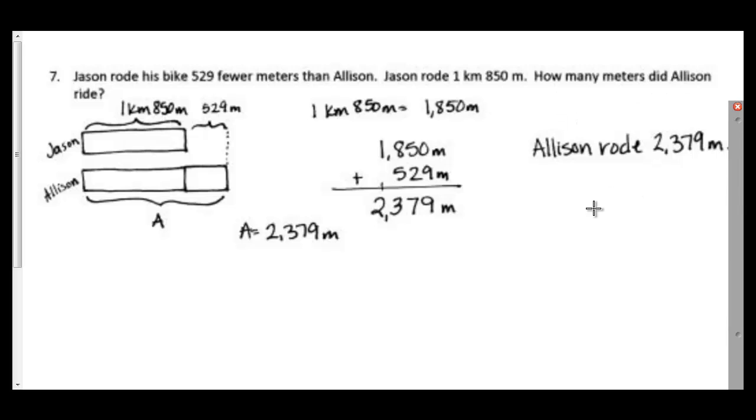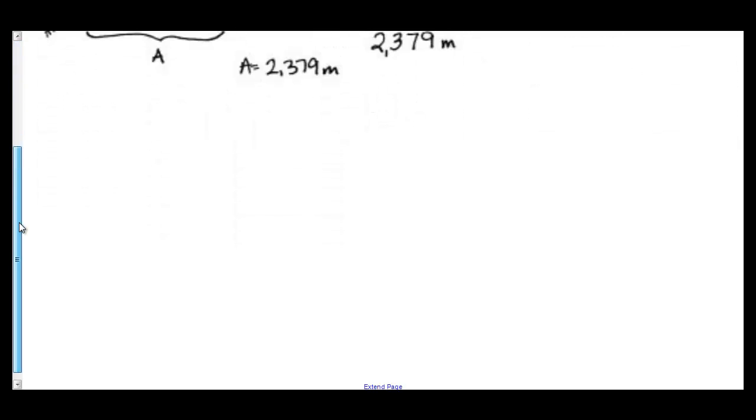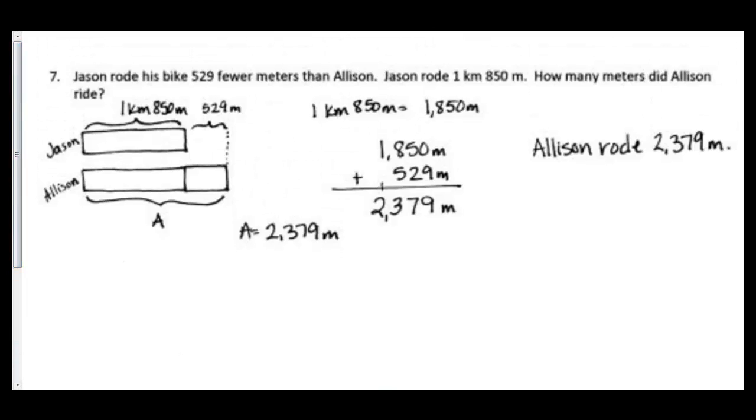Now, it does say how many meters did Allison ride. So if you left it as kilometers and meters, then that wouldn't be correct. If you said 2 kilometers, 379 meters, that doesn't really answer the question, how many meters did Allison ride? So you need to go ahead and do that one extra step to make sure that you had it in meters. So I know this is a pretty tough lesson. I want you to try not to get frustrated and do your best, and good luck on your exit slip.